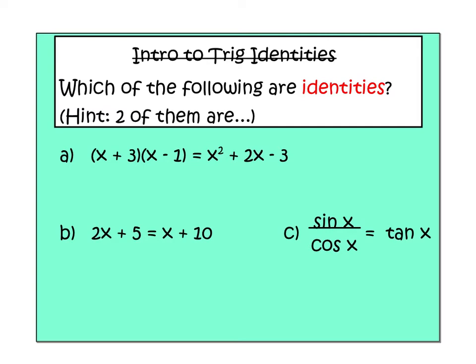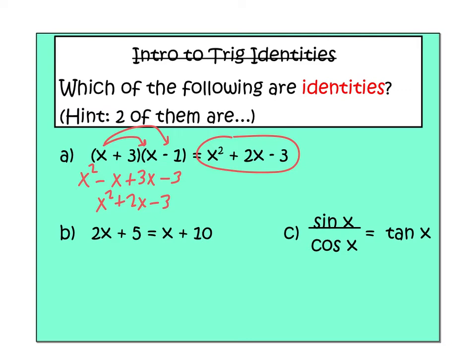the equation in part A, x plus 3 times x minus 1 equals x squared plus 2x minus 3. We know how to FOIL this out: x squared, then minus x, then plus 3x, and then minus 3, and that would simplify to x squared plus 2x minus 3, which is what the other side is. So this seems to be a true statement, right? Let's move on and we'll come back to them.